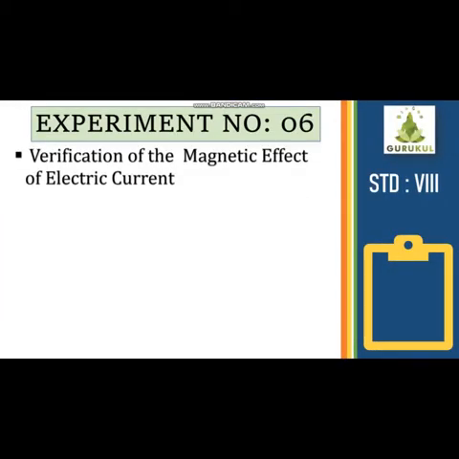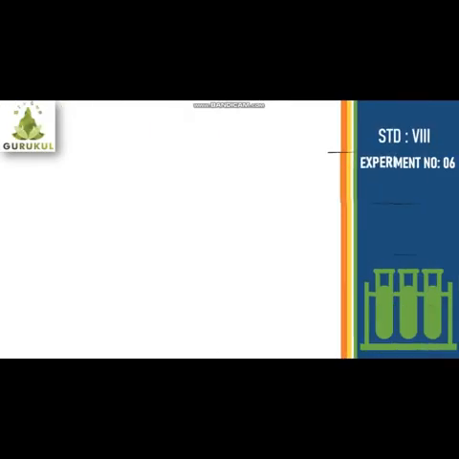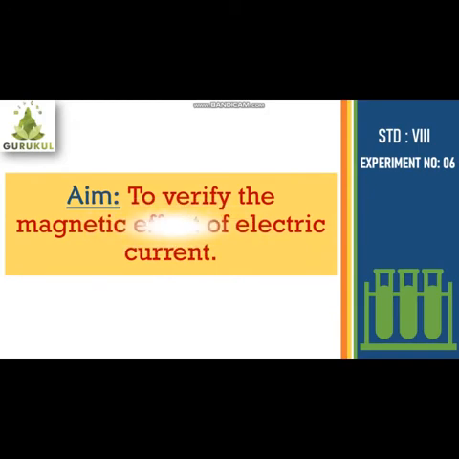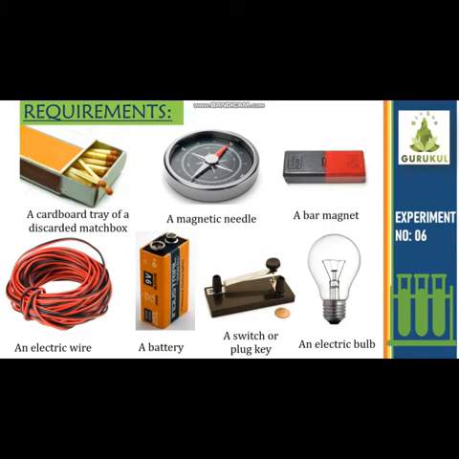Experiment number 6, verification of the magnetic effect of electric current. This is the title of the experiment. Again, students, we are going to learn this experiment under 5 subheadings: aim, requirements, procedure, observations, inference or conclusion. The aim of the experiment is to verify the magnetic effect of electric current.